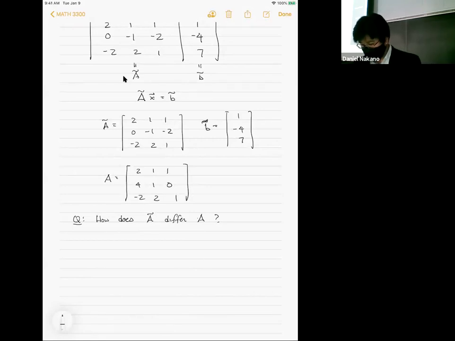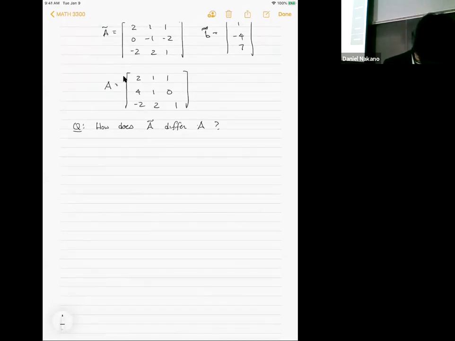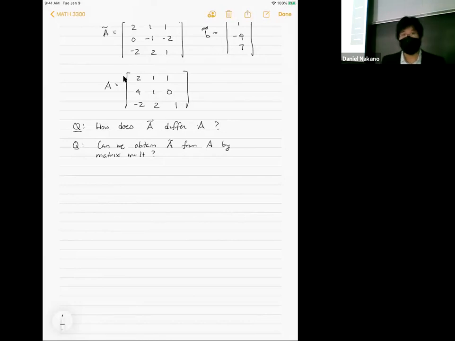The question I'm going to pose is, can we obtain A tilde from A by some matrix multiplication? Well, one thing is if we multiply A on the left, then we have to keep the first row and the first column.